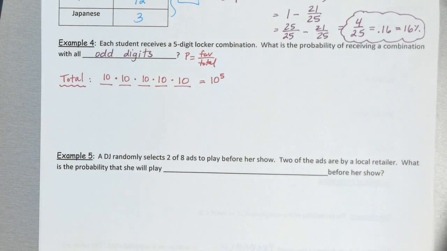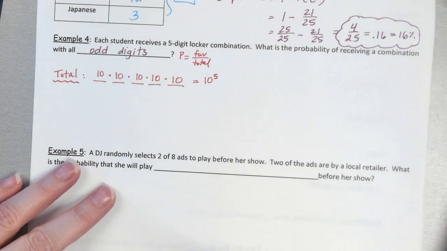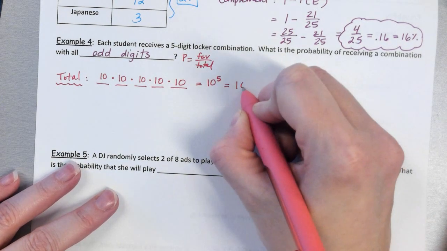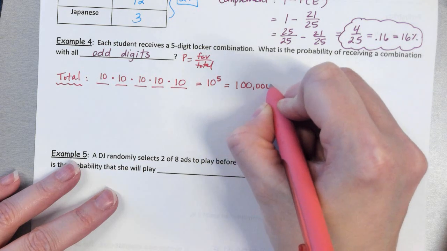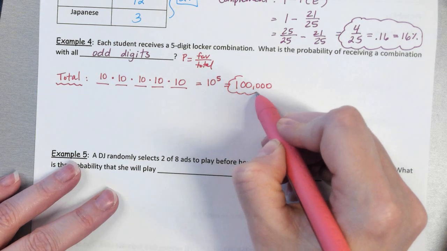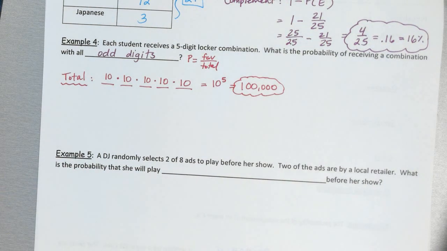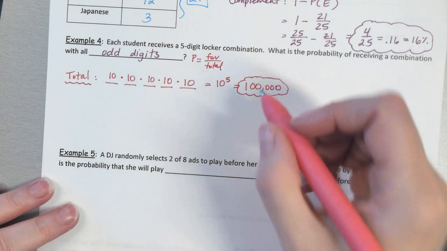And then when you're doing this in your calculator, because it's 10 each time, you can just do 10 to the 5th. And if you're doing that without a calculator, do you guys know what the trick is? 5 zeros, that's right. So that's the number of possibilities when you have the 5 digits. Okay, 100,000. That's your total.